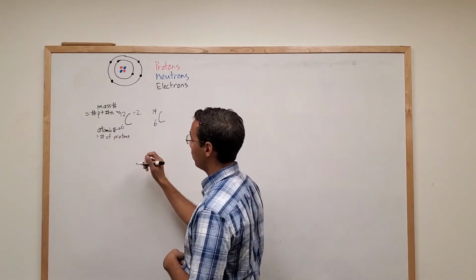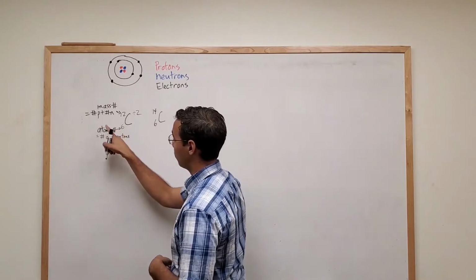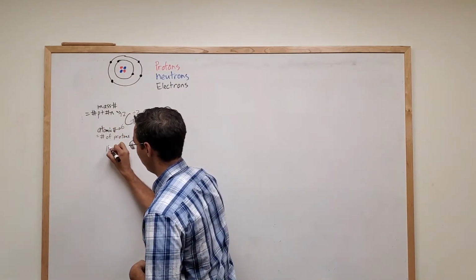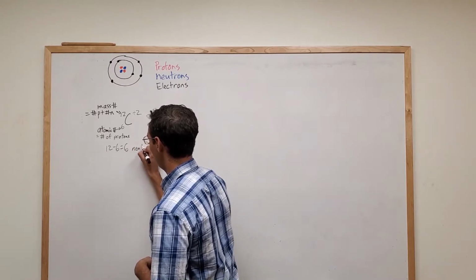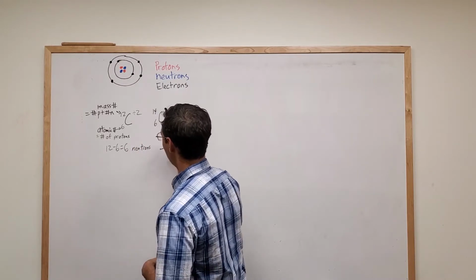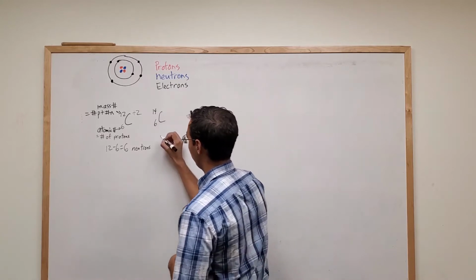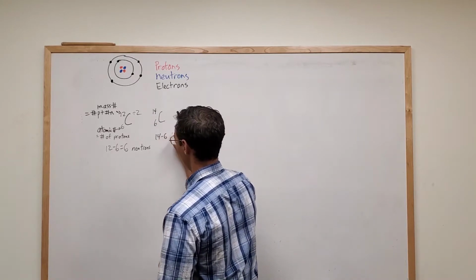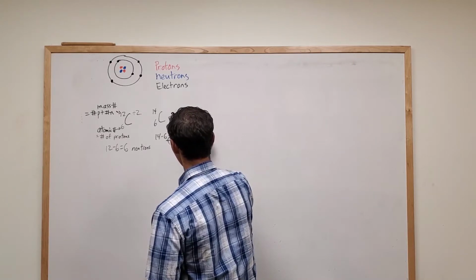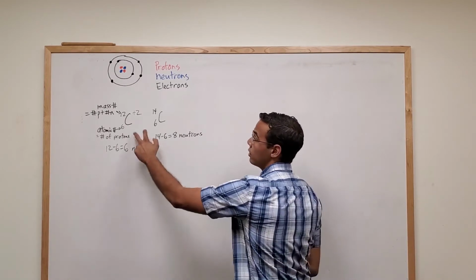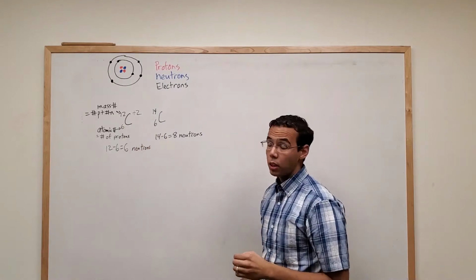So the number of neutrons in both of these is going to be mass number minus the number of protons. So here it's going to be 12 minus 6, gives us 6 neutrons. Similarly over here, we can do the same thing, but it's going to be 14 minus 6. And so these two are called isotopes of carbon.